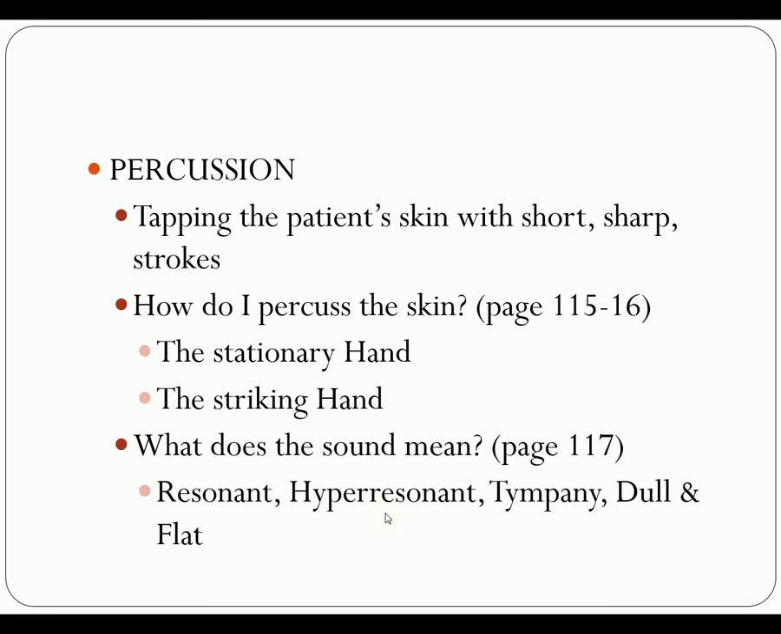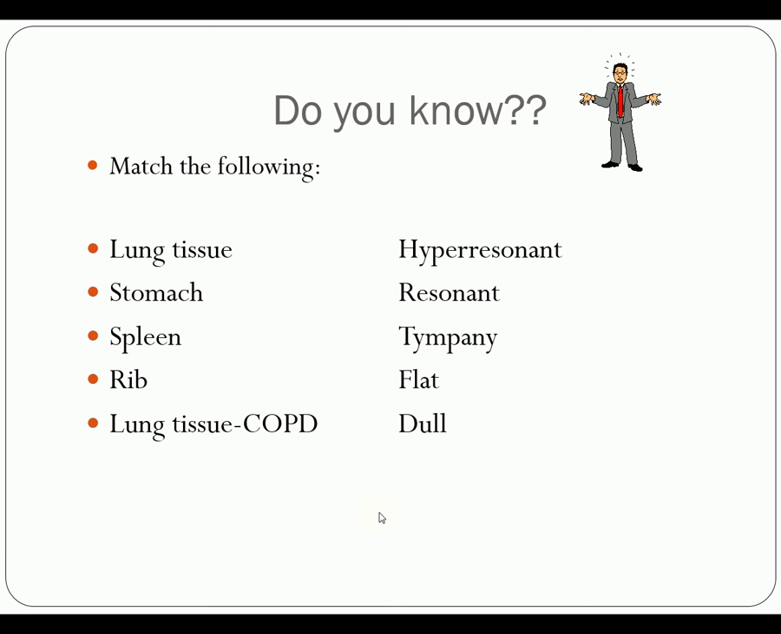Now, what do the sounds mean? If you look on page 117, it goes over resonant, hyperresonant, tympany, dull, and flat. All right. So if you were listening over lung tissue, what sound do you think you would hear? Lung tissue would be what we call resonant, okay? And what is resonant? Well, it's clear, hollow, and it's because you've got a lot of extra space in there. It's got a moderate duration and a medium loud tone.